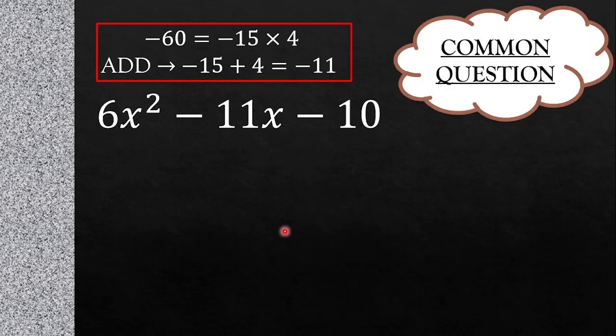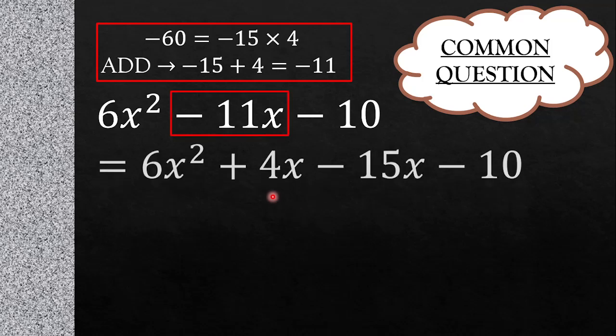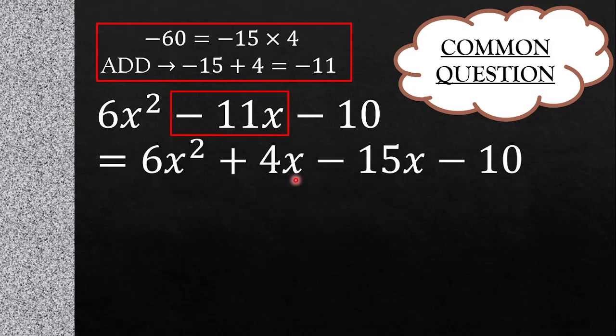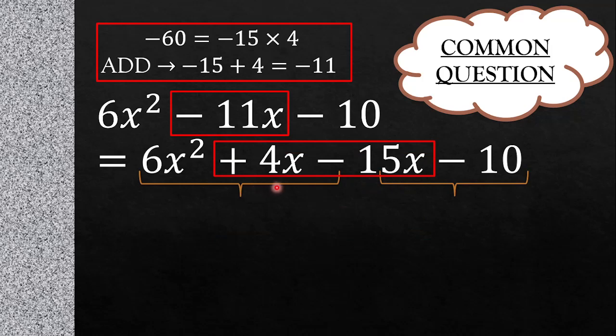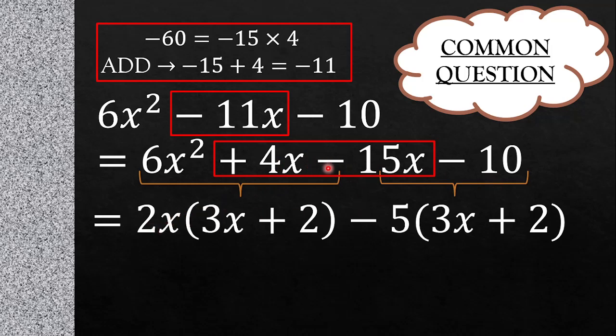Actually, let's look at a common question. What I've picked up is that the common question is, what if instead of minus 15x plus 4x, I write plus 4x minus 15x? That does not make a difference. You still look at the first two terms and take out your common factor, and the next two terms and take out your common factor, and what you're seeing is that the middle term is now a negative, because now your minus 15 is at the back.